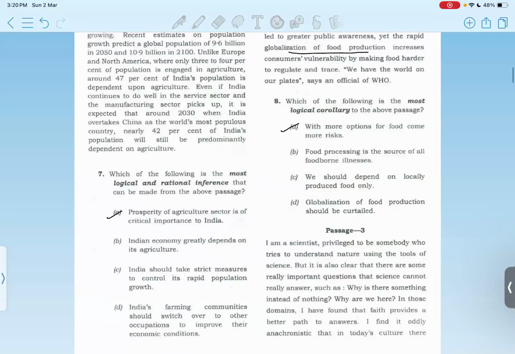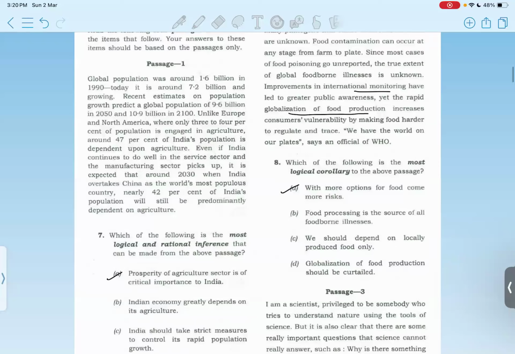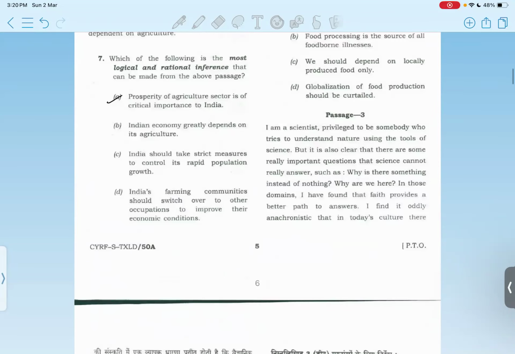Okay, then question number 8. Again, the most logical corollary that can be drawn from this passage: with more options for the food come more risks. This should be the passage number 3.